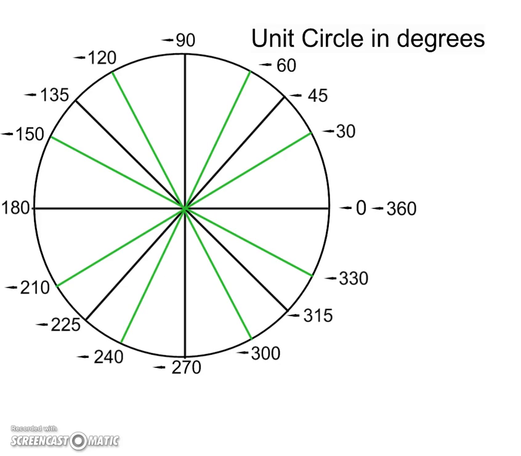Here's the unit circle divided into 45 degrees and 30 degrees. And this is the unit circle completed with 30-degree increments and 45-degree increments.